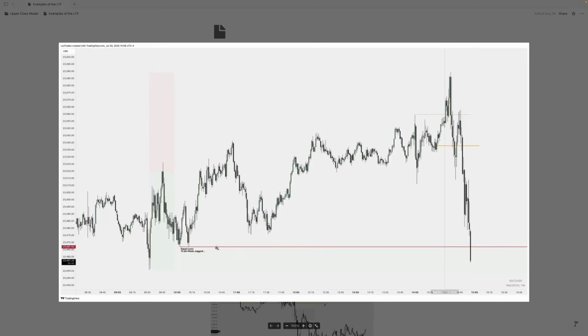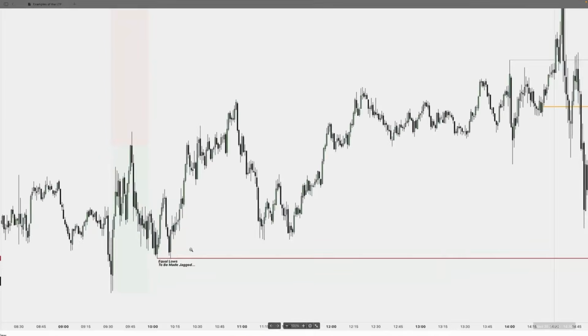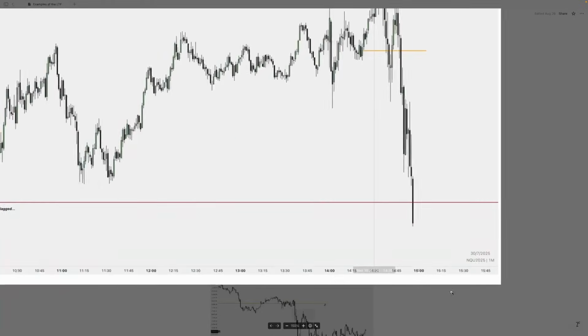Now, this was a trade I called out live to my group. They will vouch for this. Equal lows down here from 10 a.m. Okay, so a time then price. Discount, premium. Now, you might be thinking, why is this a random time? Why are you trading at 2 p.m.?